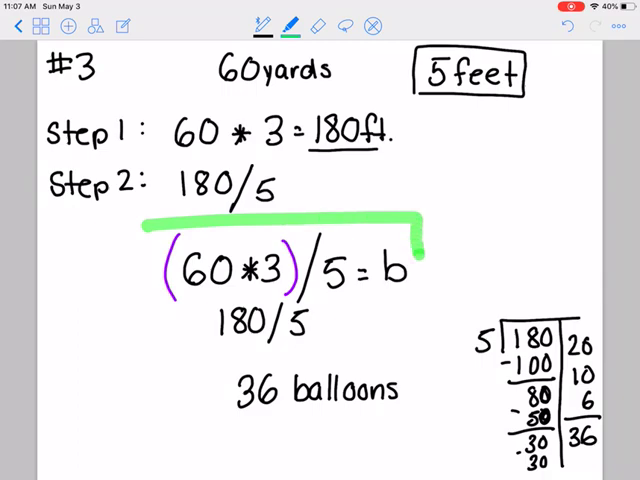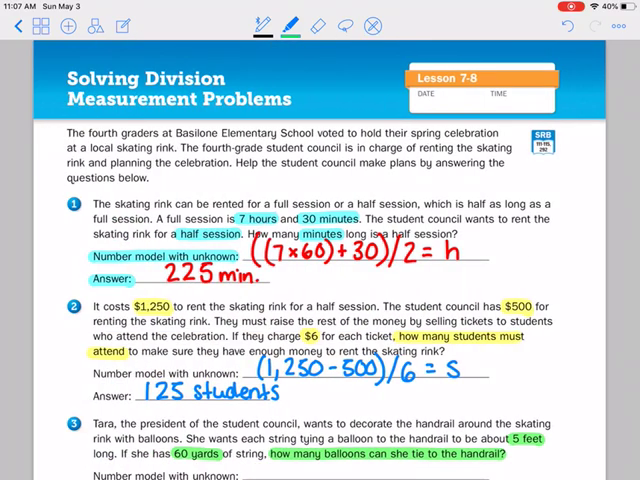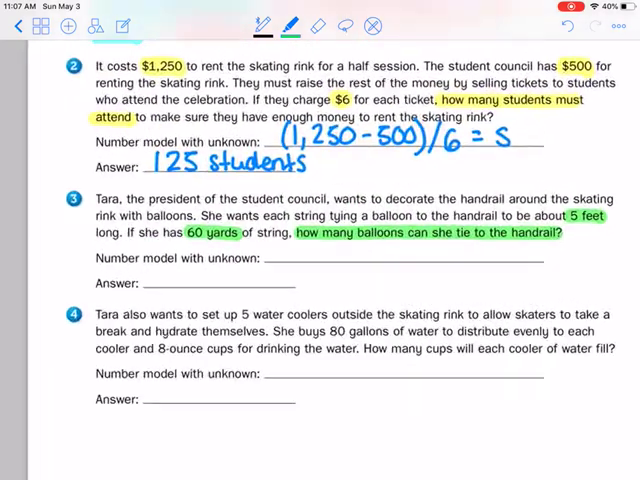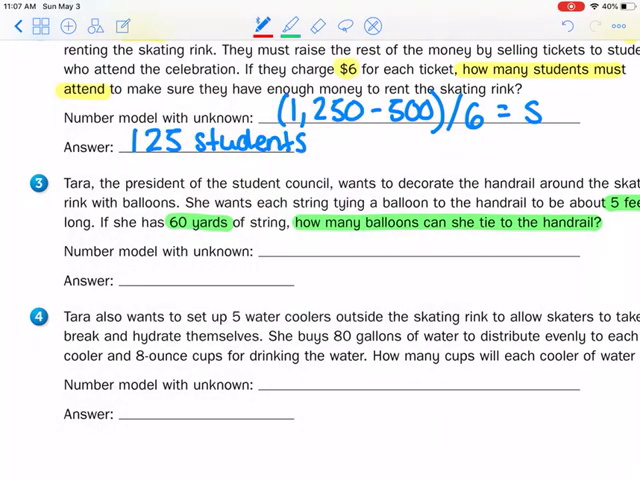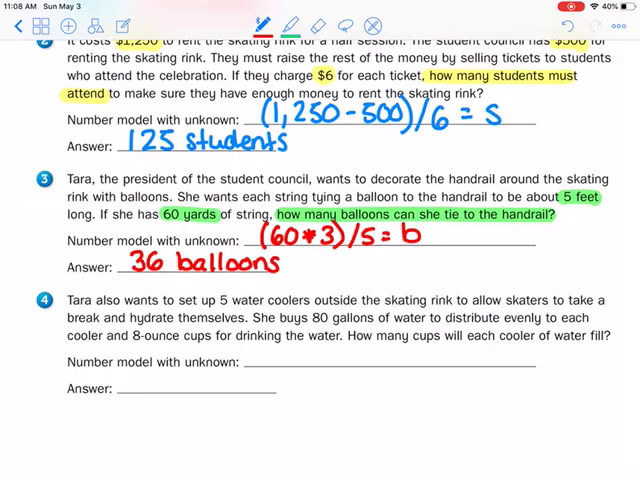So here is our number model with the unknown. Here is our answer. Okay, so our number model was 60 times 3 divided by 5 equals B. Don't forget that unknown. And the answer we got was 36 balloons. Okay, number 4, last one on this page.